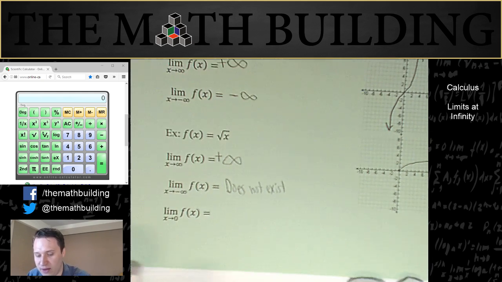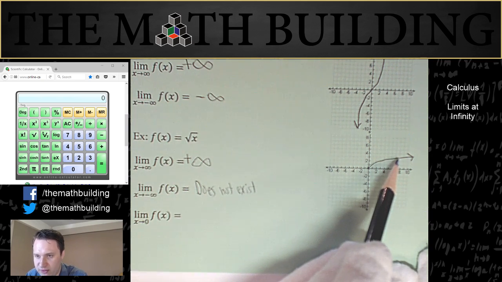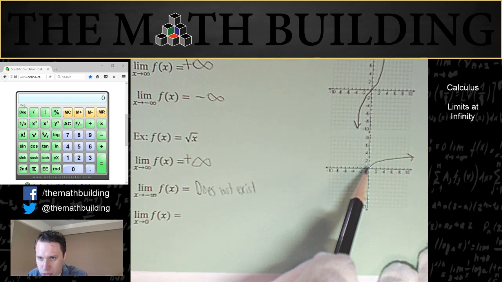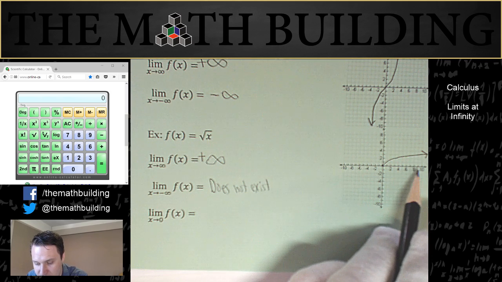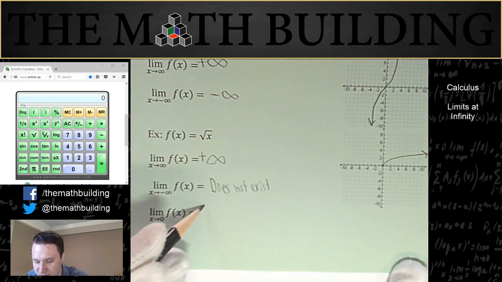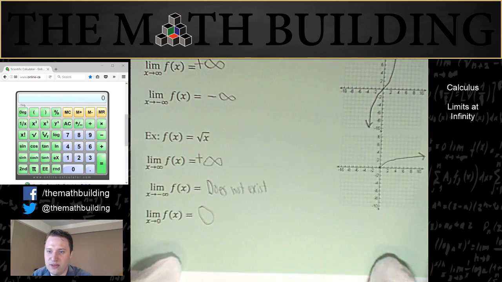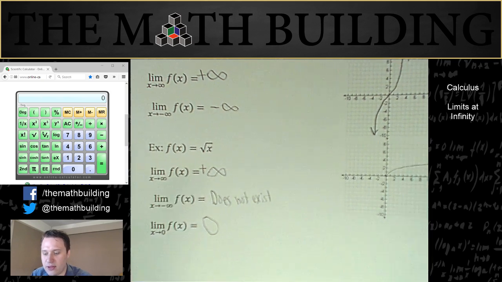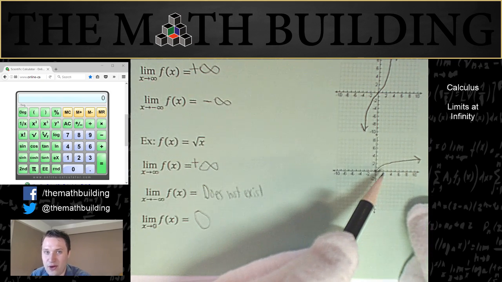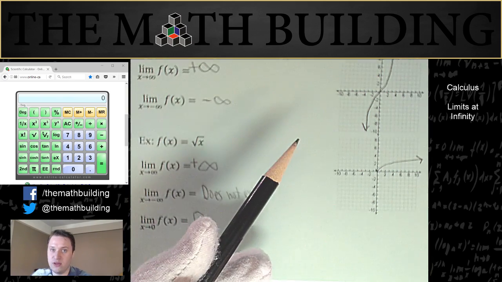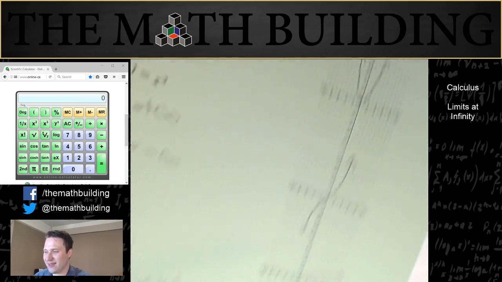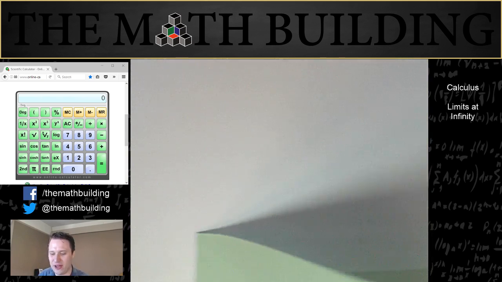What we can say, however, is what is the limit as x goes to 0? If you look here, we see that the graph approaches 0, approaches 0, and it looks like it's approaching the origin. And it turns out that as x approaches 0, y also goes to 0. So that limit would equal 0. Remember, it doesn't matter that the origin is actually on the graph. It just so happens that the square root of 0 is 0, but we're approaching 0. That's what's important.